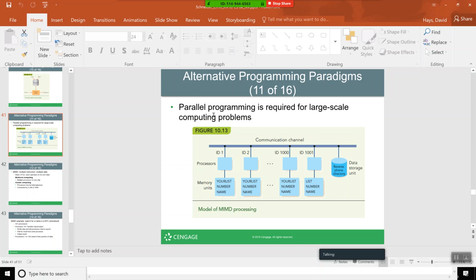This is talking about parallel programming for large-scale computing problems. Again, the idea here is they're working at the same time to accomplish that.